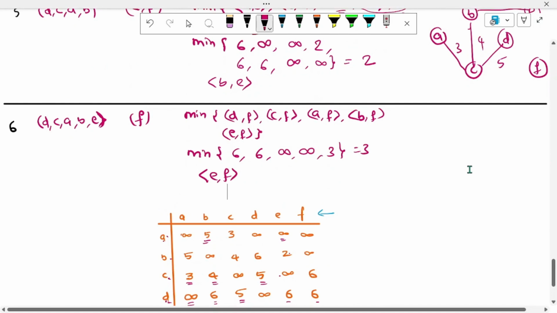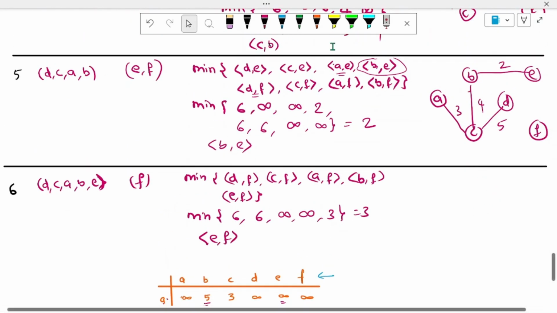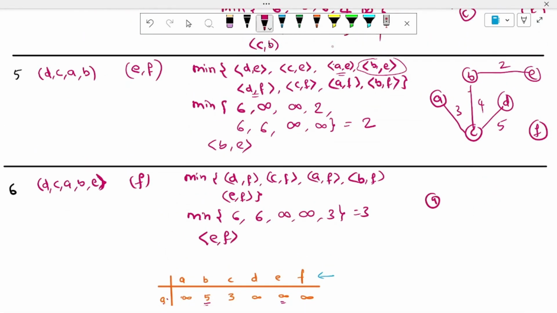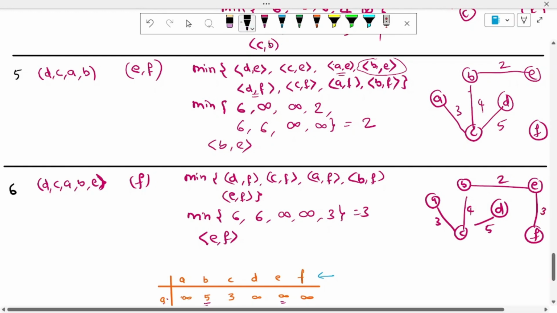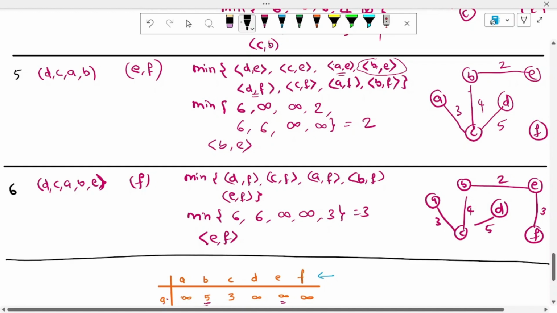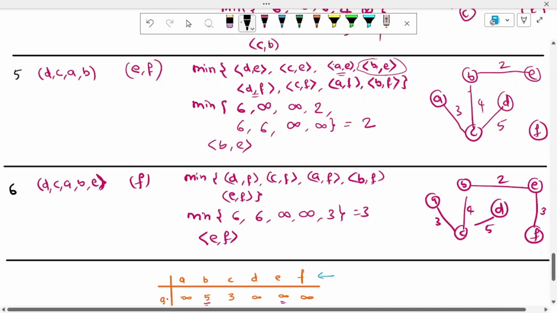And when I draw EF here, I am going to have my graph as A, B, C, D, E, and F. So these are the edges. Now if you count the number of edges, it is going to be 5. Okay, and here we have got 3. So the minimum spanning tree of the given graph using Prim's algorithm, these are the steps.